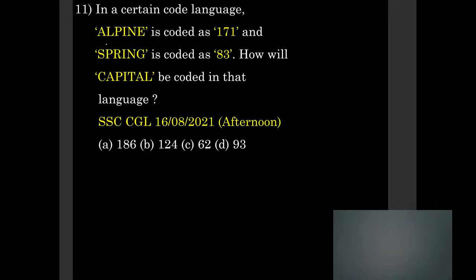Whenever you find a question like this, first write all the values of each and every alphabet. Alpine, let us write the code for each alphabet. A is 1, L is 12, P is 16, I is 9, N is 14, and E is 5. These are the values of Alpine.